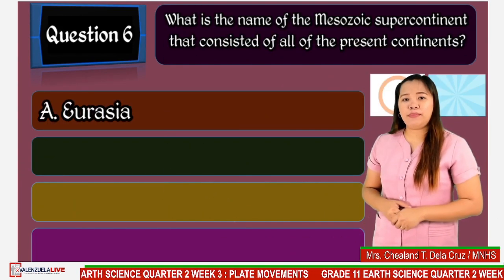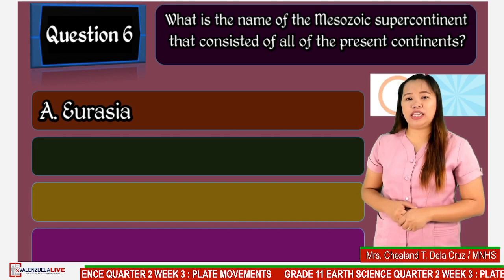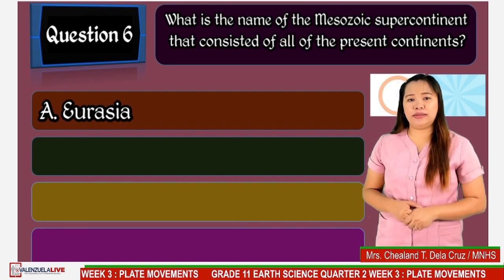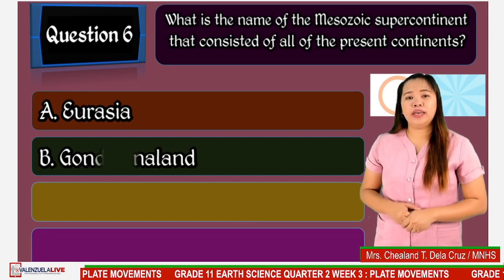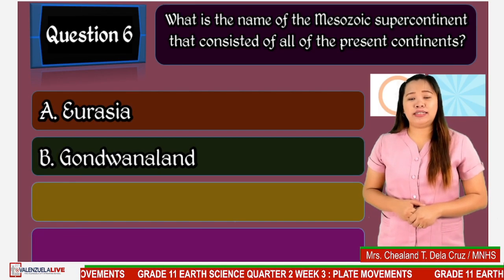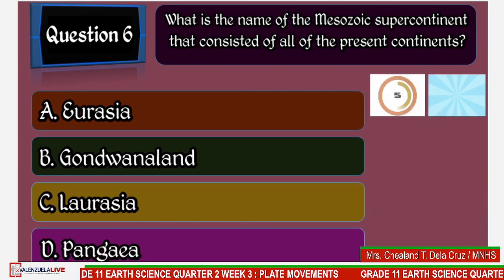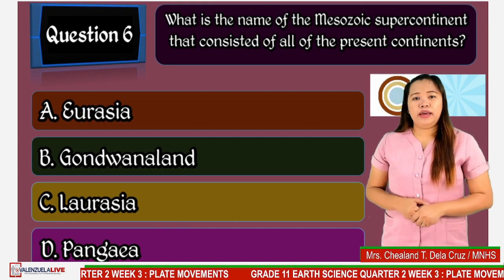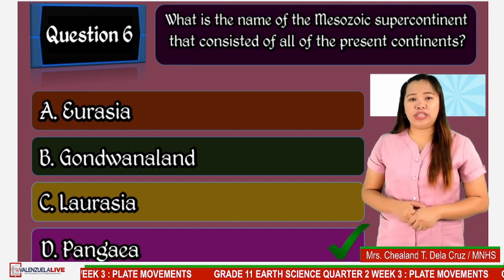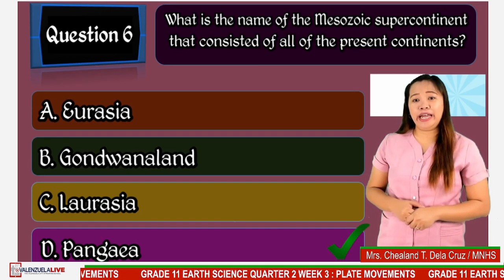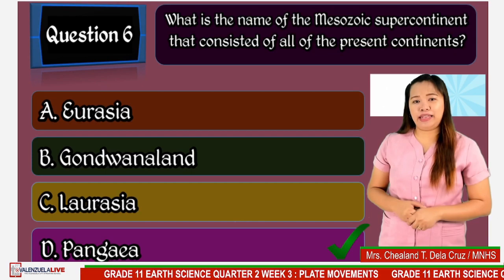Question number 6. What is the name of the Mesozoic supercontinent that consisted of all of the present continents? A. Eurasia. B. Gondwanaland. C. Laurasia. D. Pangaea. The correct answer is letter D. Alfred Wegener named the supercontinent Pangaea, which means all land.